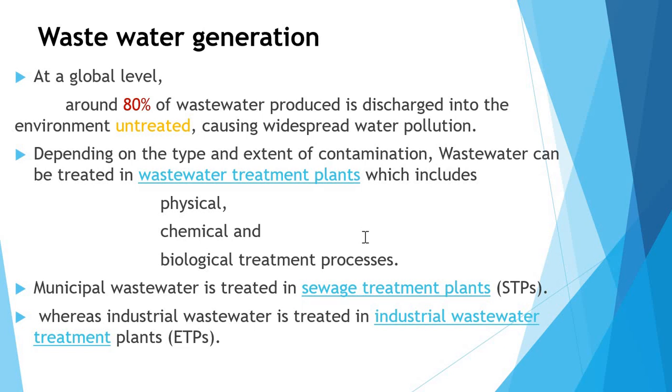Depending on the type and extent of contamination, wastewater can be treated in wastewater treatment plants, which include physical, chemical and biological treatment processes. Municipal wastewater is treated in sewage treatment plants, which is abbreviated as STPs, and the industrial wastewater is treated in industrial wastewater treatment plants, which are called ETPs, which deal with effluents.